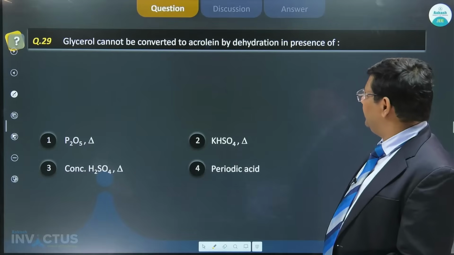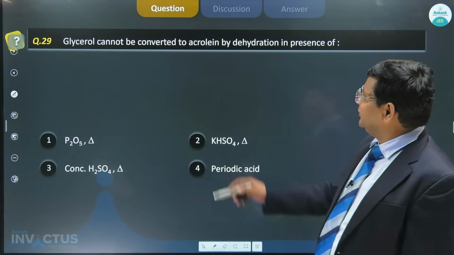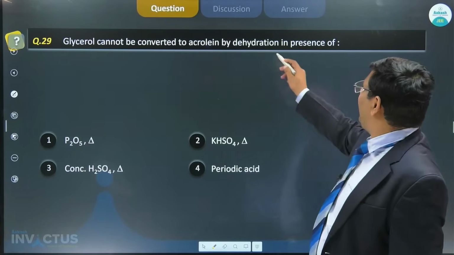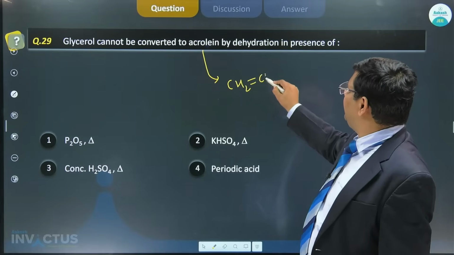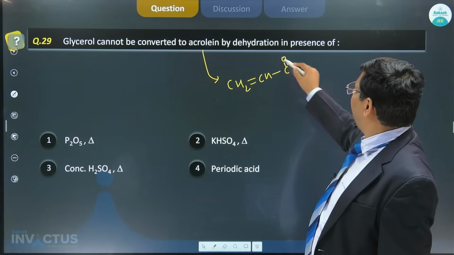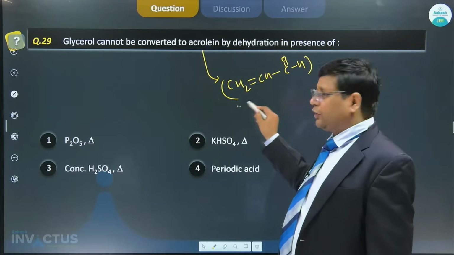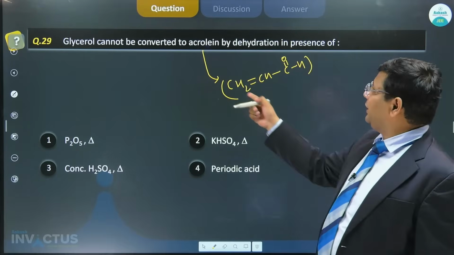Okay, now let's move to the next question. The glycerol cannot be converted to acrolein. So acrolein, the moment you hear acrolein, तो तुरंत इसका स्ट्रक्चर ड्रॉ कर दो. This compound is acrolein, student. अगर ये एक्रोलीन है, किससे बनता है?